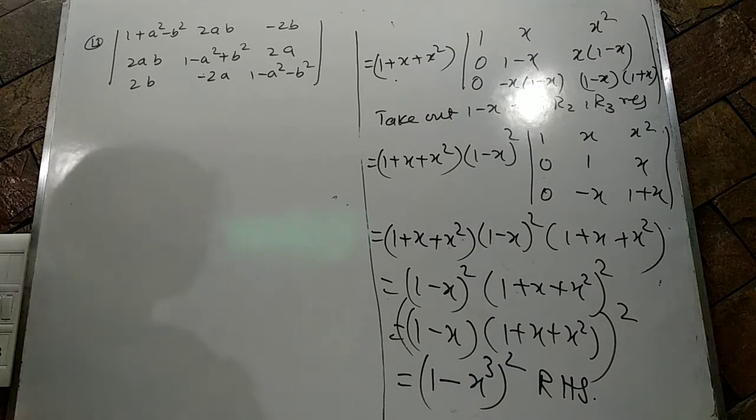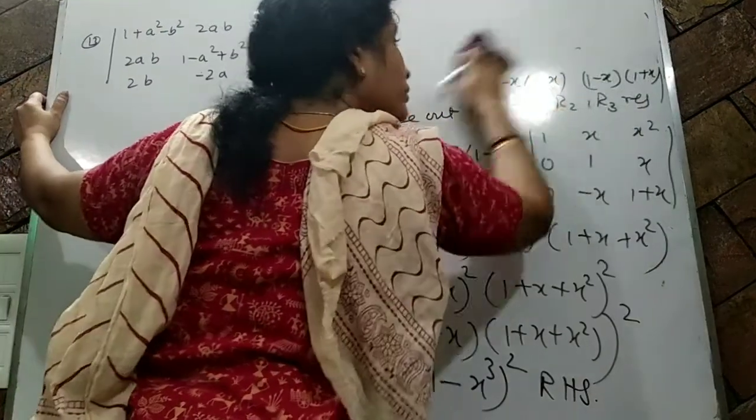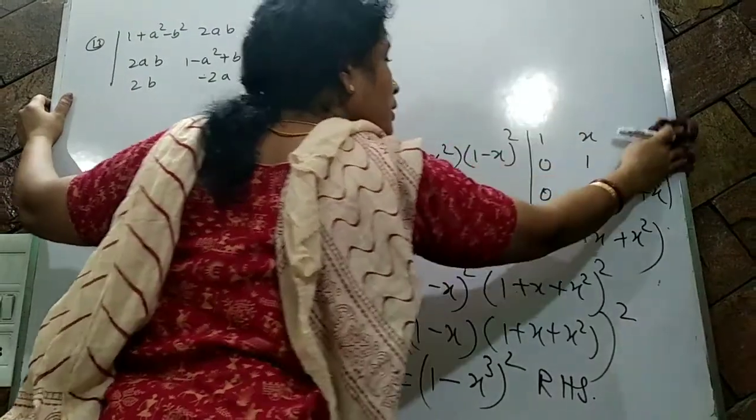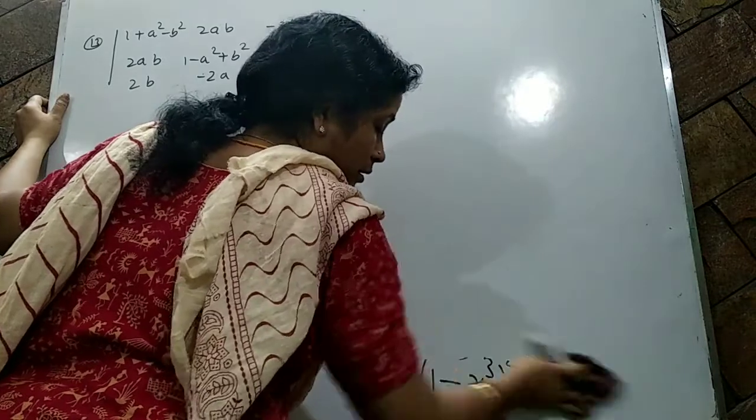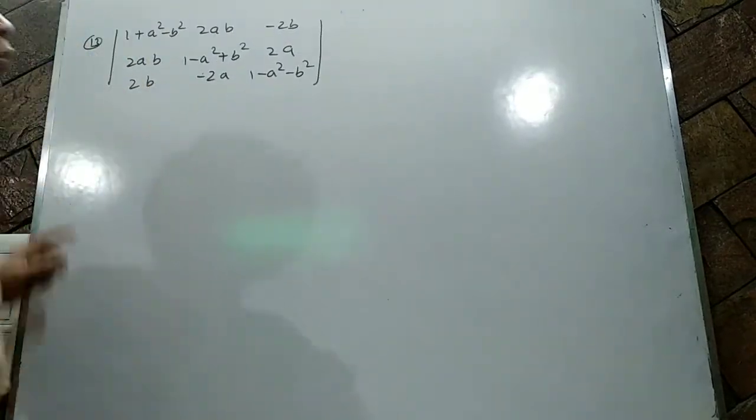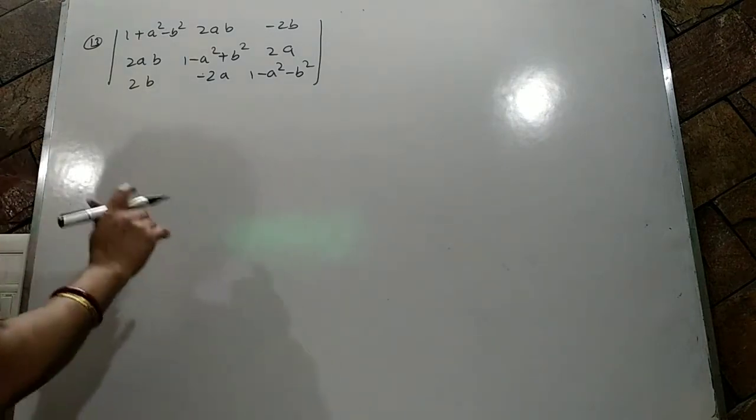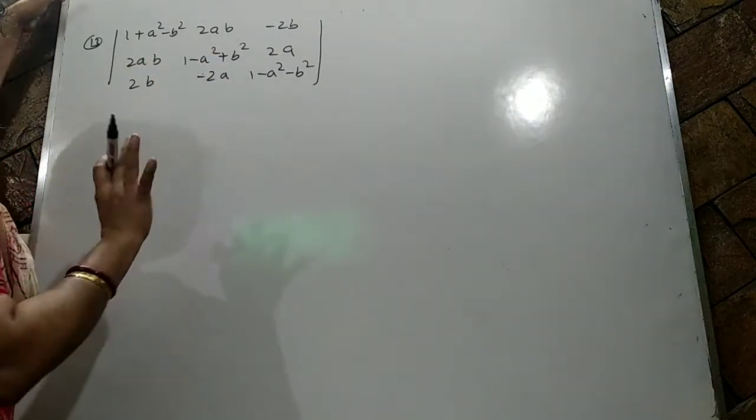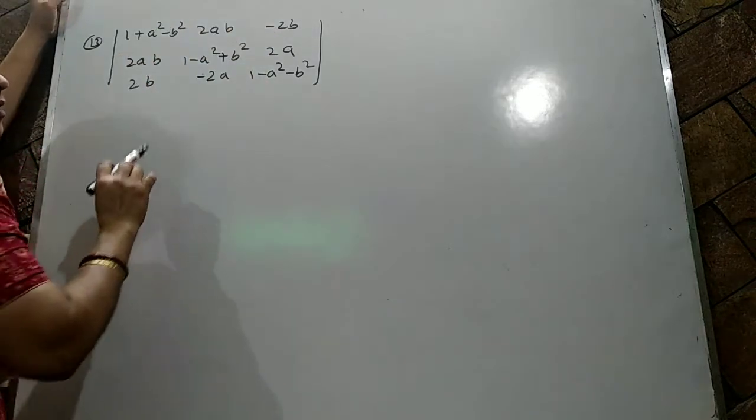Now I told you, if possible, add and subtract, and you will get a common element. So you have to check the determinant. Is it possible for us? If possible, then first go for that rule. If it is not possible, then think about how we can bring 0. Anyhow, by adding and subtracting, we will not get any common element. Here the elements are different.